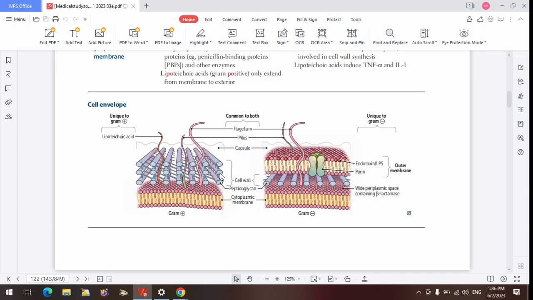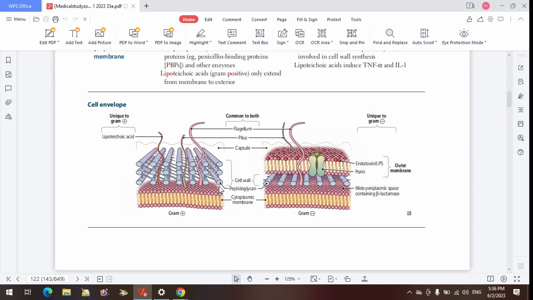But they all have a cell wall. That's true. The ones that do not have a cell wall, what are they? Mycoplasma and ureaplasma.